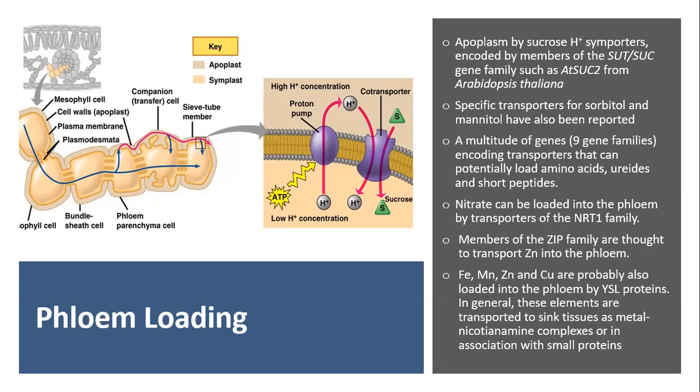encoded by the SUC gene families, such as AtSUC2 from Arabidopsis. So this is a gene family, and the transport is a co-transport or symport. As we have earlier seen in the case of carriers, there is antiport and there is symport. Most of the sucrose is transported through symport with H ions. So any variation in the H ion concentration will affect the transport of sucrose.